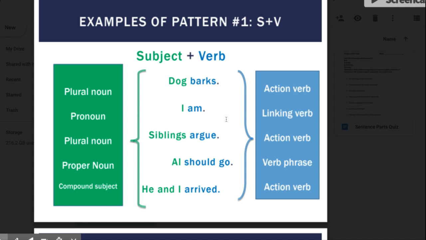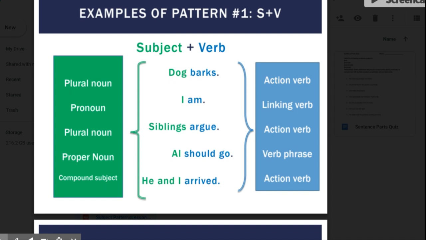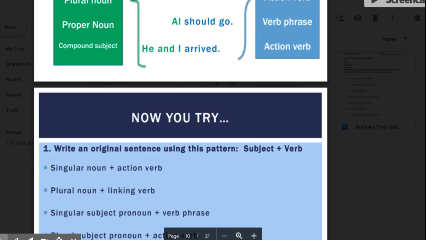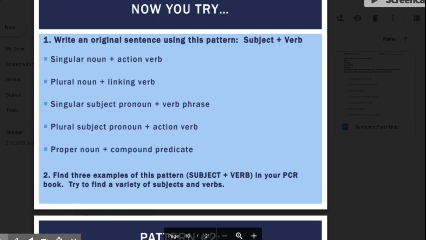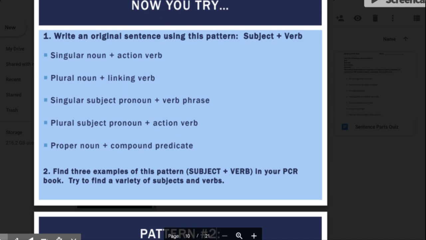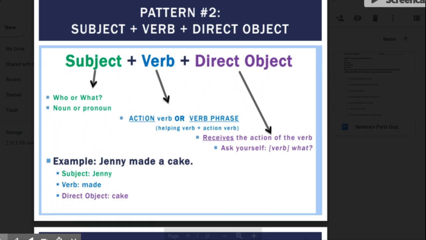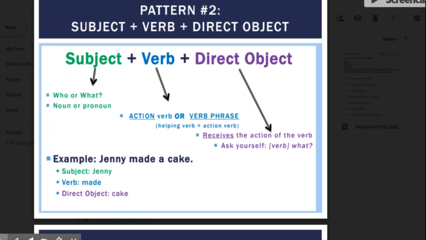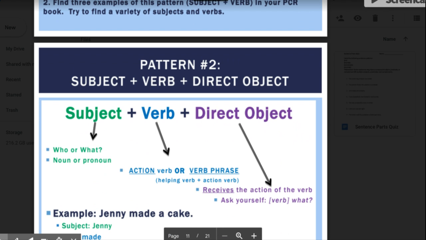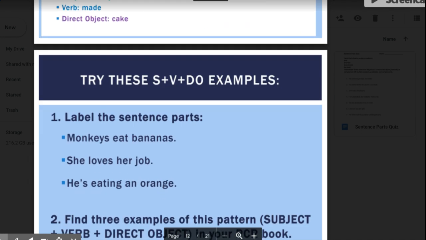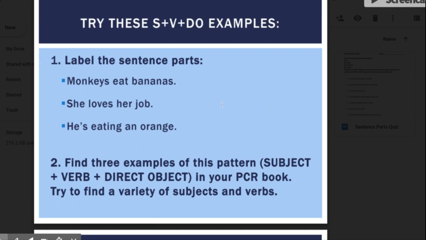Okay, now you should be back and you should have all those questions done. So we're going on to you trying, which is what you just did on your paper. Let me find my slide. Okay, here we go. So I want you to try these samples on your paper. You've got them under number 2. Go ahead and label them.